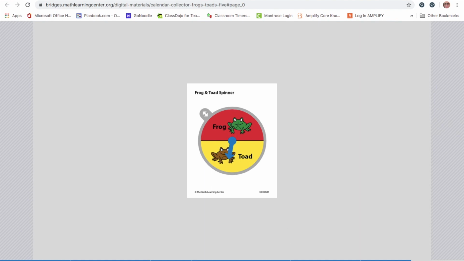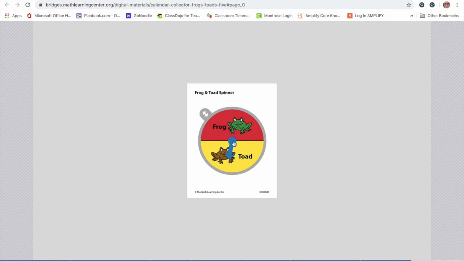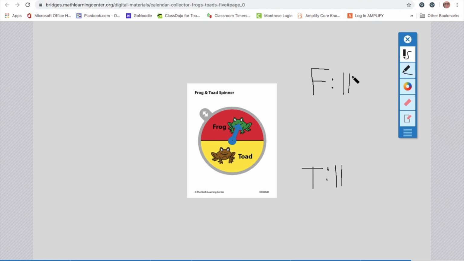Toads got it again. Did I hear somebody say they're tied? You're correct. Remember, tied means that frogs and toads both have the same. Frogs have 2 tally marks and toads have 2 tally marks. Good job for recognizing that. Here we go. Frogs! Frogs gets another one.